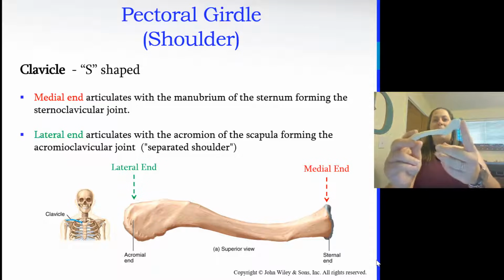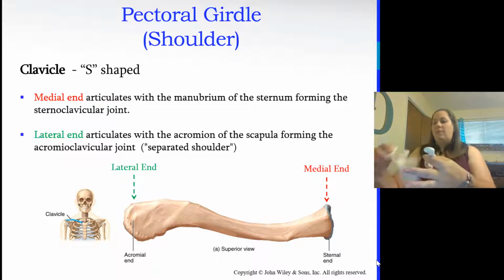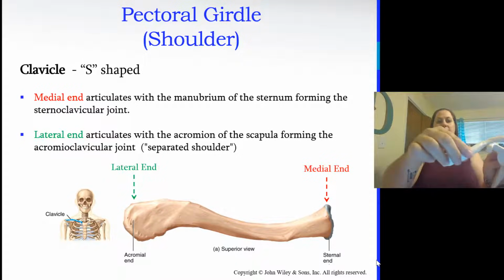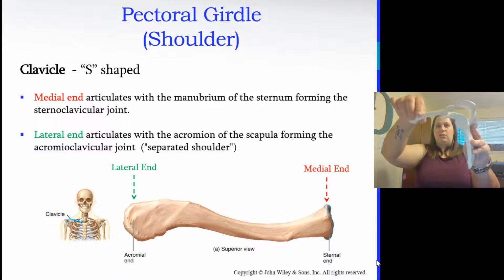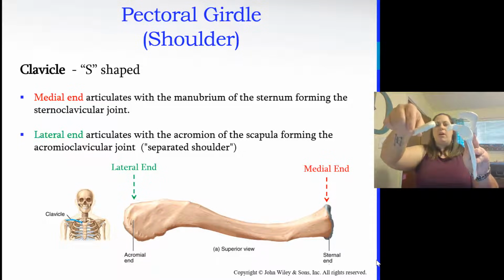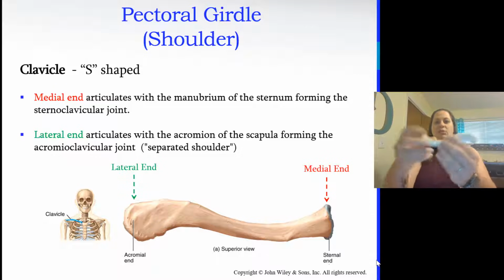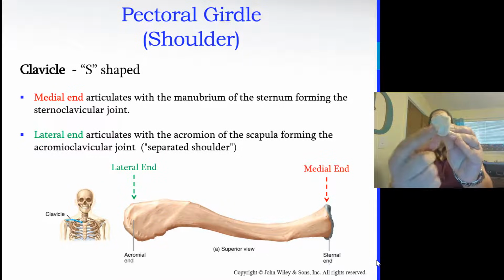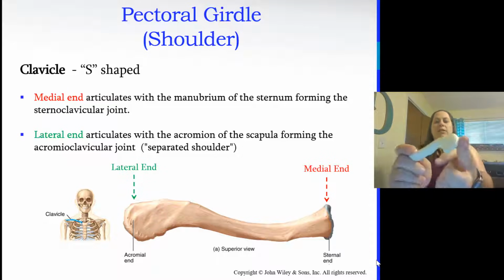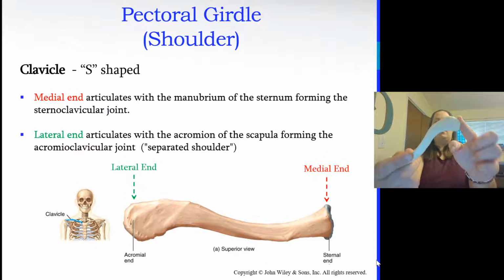Okay, this is what actually happens when this comes away from the acromion, which is this area like this. So this is what the shoulder kind of looks like. When these two come apart, that's what we call a separated shoulder or dislocated shoulder in that sense, where this part is separated away because the clavicle and the acromion of the scapula have been detached. Okay, so make sure you know that the medial end looks like this. That's going to be the part that goes up against the sternum, and the lateral part is here, which is going to come in contact with the scapula.